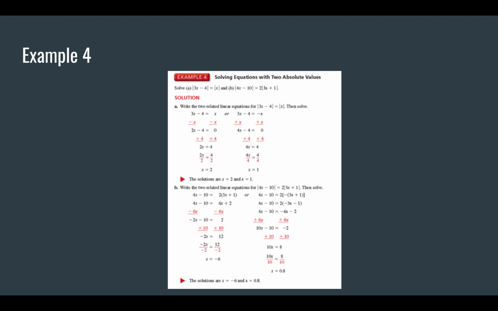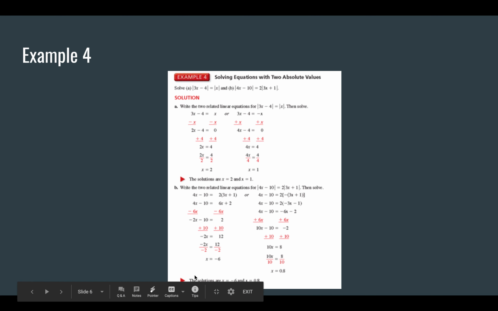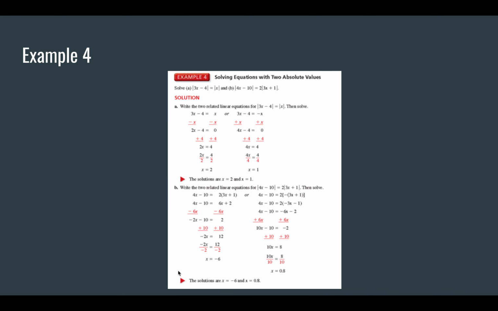Solution. Write the two related linear equations for 3x minus 4 and x, then solve. See, we wrote the two related equations. And subtracting x to get 0 over here, and then just solve for x from there. You get those solutions 2 and 1. And for b, write the two linear equations as they did in here, and then just solve for x, and you get negative 6 and 0.8.